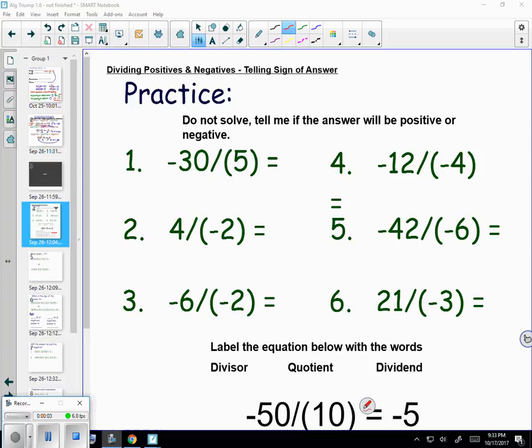Dividing positives and negatives, telling the sign of the answer. Let's do some practice. We're not going to solve and get the answer, though we could. We're just going to look at if the answer is going to be positive or negative. Remember your rules.